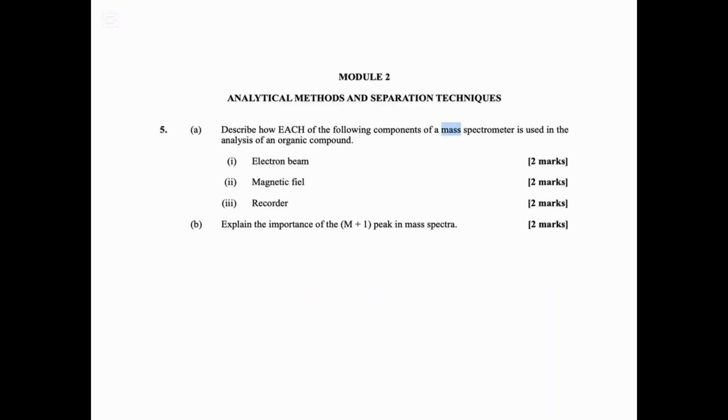Okay, so this is the question that we're going to look at in our next class, and then we're going to look at some different mass spec examples and work through them.